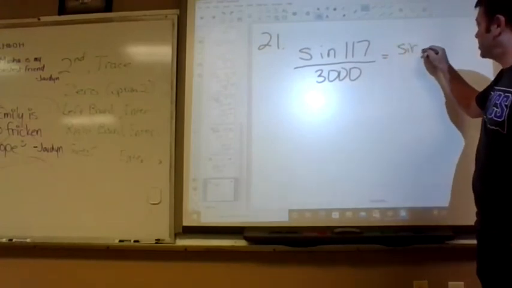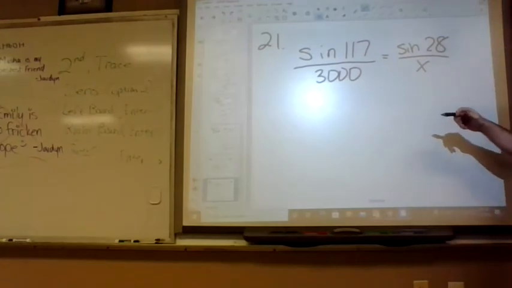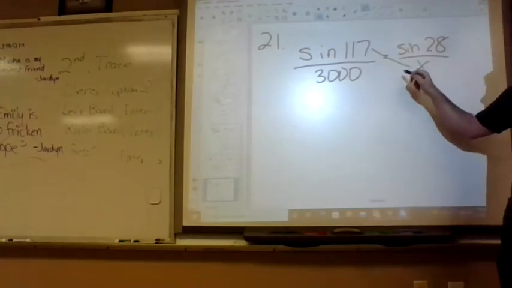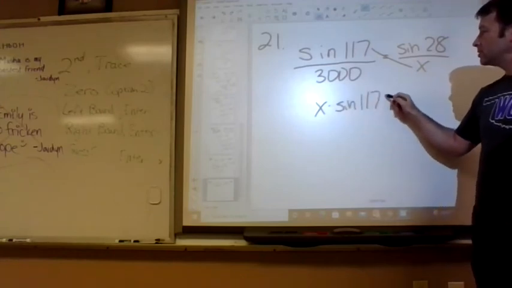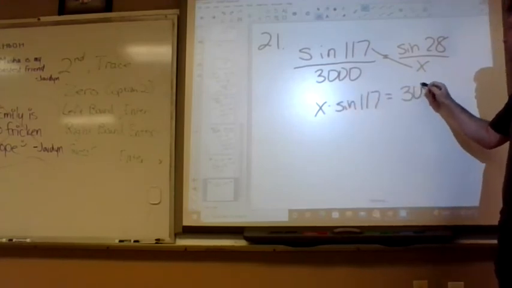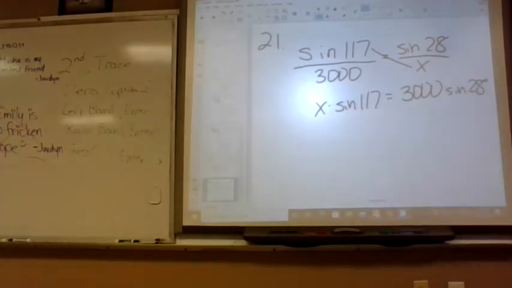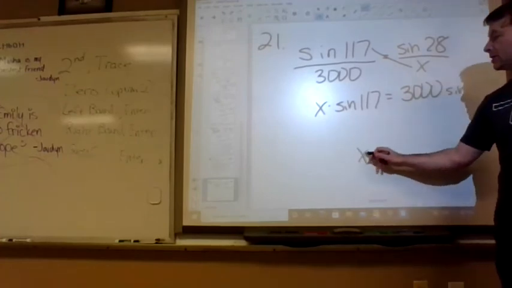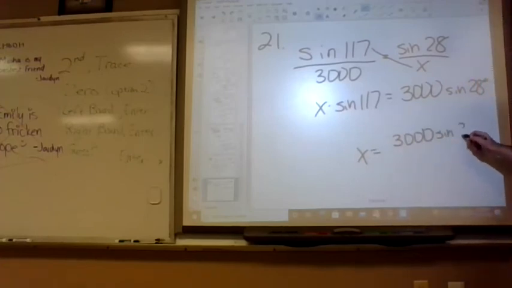over, let's call it x, whatever we're looking for. So x sine of 117 equals 3,000 sine of 28. Did you guys get a large number? Yeah, pretty much. Anybody do it yet?